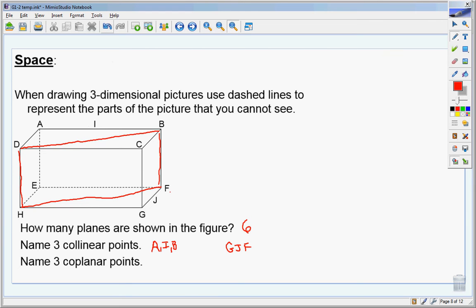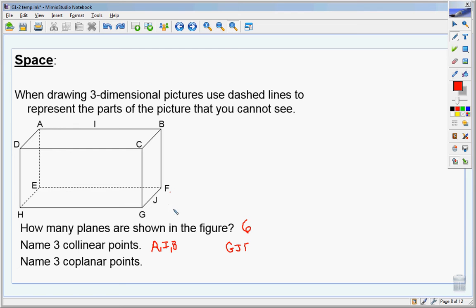So I could have said DAE. I could have said DHE. In fact, how many different possibilities do you think there would be now? There'd be a lot. There are way more than 16. There's probably 16 or more on each plane, especially when a plane has 3 collinear points on it. We have a lot of different possibilities.